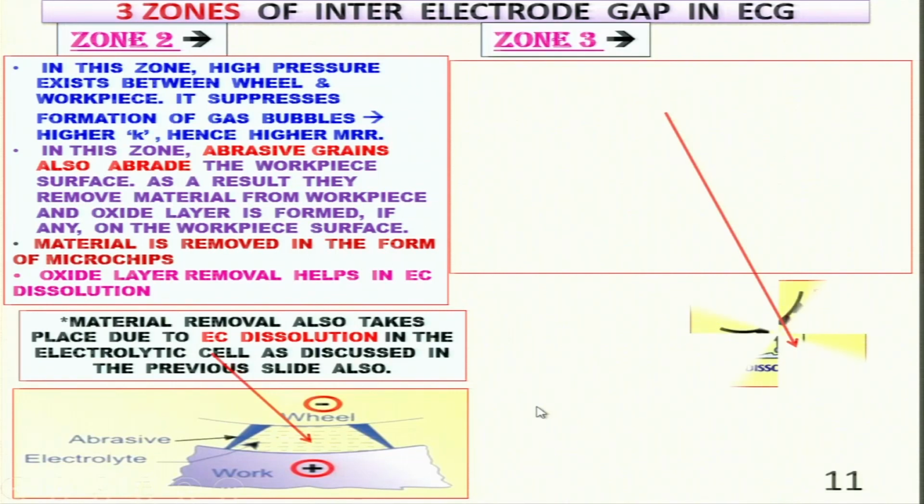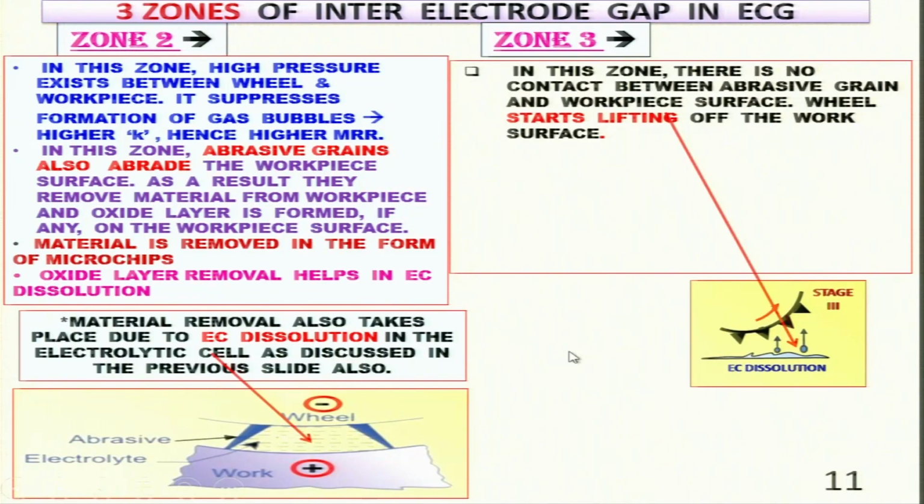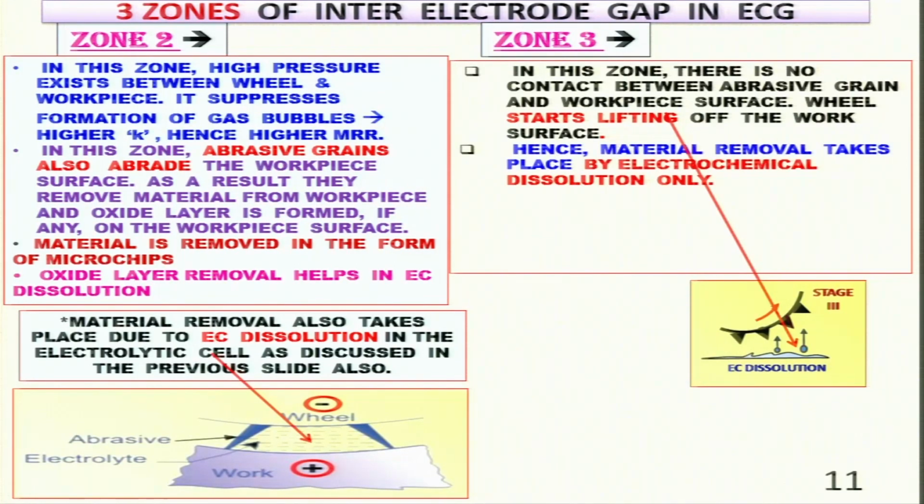In zone 3, there is no contact of the abrasive particles with the workpiece surface, and this is a diverging inter-electrode gap, and the whole material is removed by electrochemical dissolution only. In this zone, there is no contact between abrasive grain and workpiece surface. The wheel starts lifting off the work surface, hence material removal takes place by electrochemical dissolution only, as you can see over here.